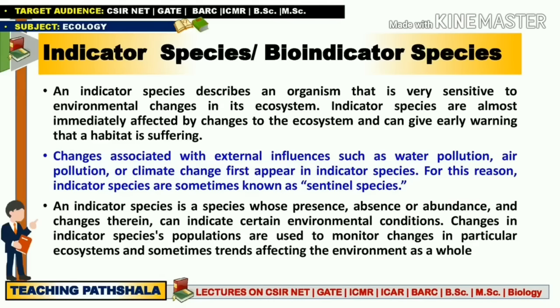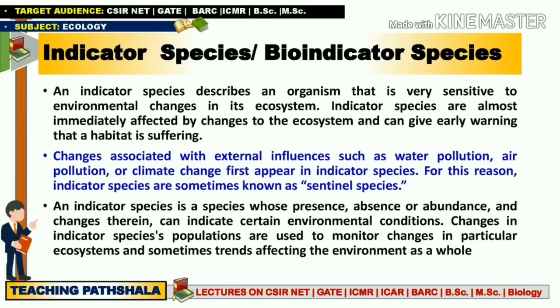In the last line it has been mentioned, an indicator species is a species whose presence, absence, or abundance and changes therein can indicate certain environmental conditions. Changes in indicator species population are used to monitor changes in a particular ecosystem, and sometimes trends affect the environment as a whole. So now the question is how they are showing the indication.